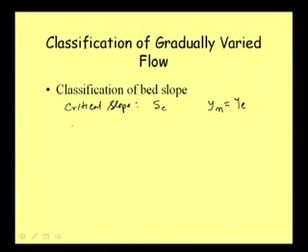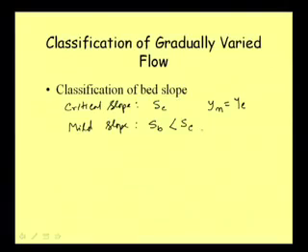Now, if our bed slope is less than the critical slope, then we call that a mild slope. So, what is a mild slope? Let us write here: mild slope is when our bed slope SB is less than the critical slope, meaning flatter than the critical bed slope.